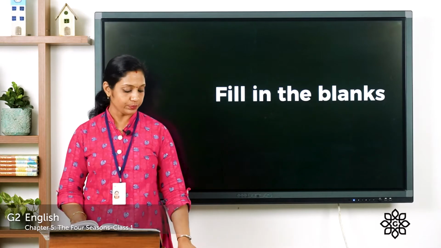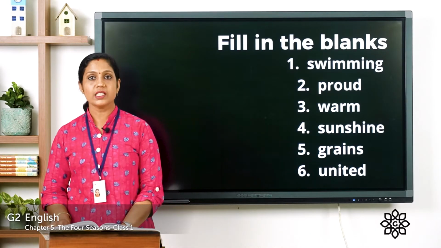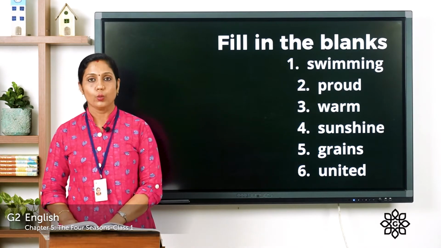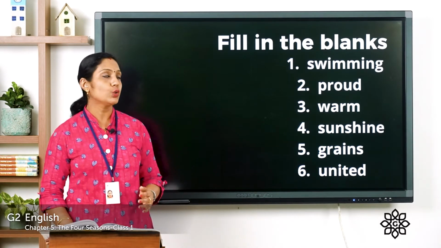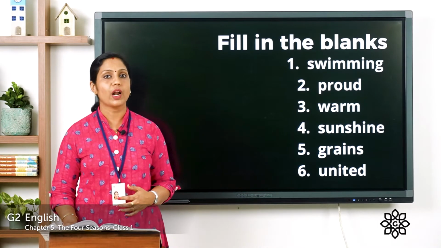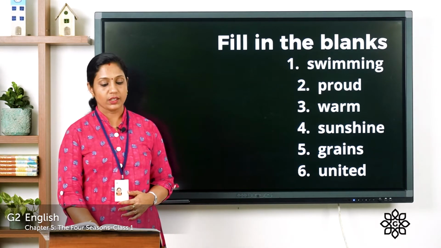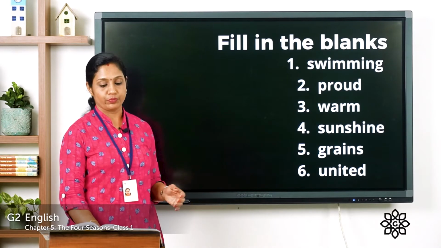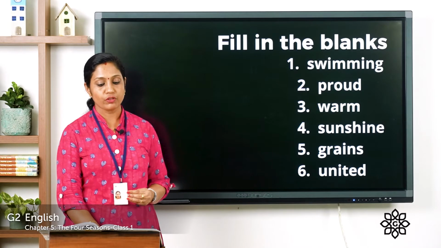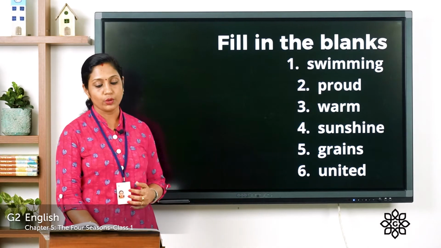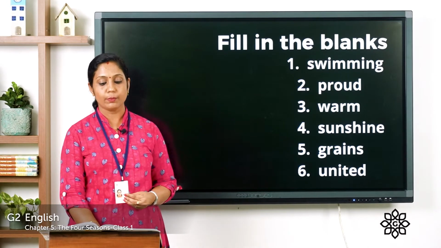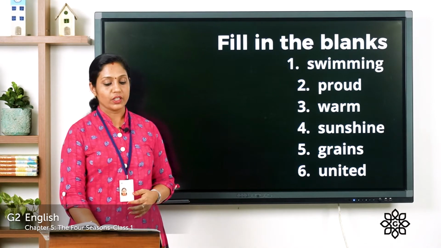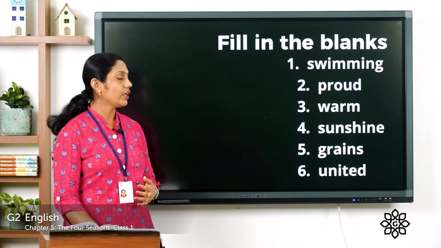The first one, in summers people enjoy swimming. Second, winter felt summer was too proud. So write down proud in the second one. Third, summer felt winter was not warm enough. Fourth one, the beautiful sunshine that summer brings helps the grains to grow. Fifth, the seasons decided to be united.